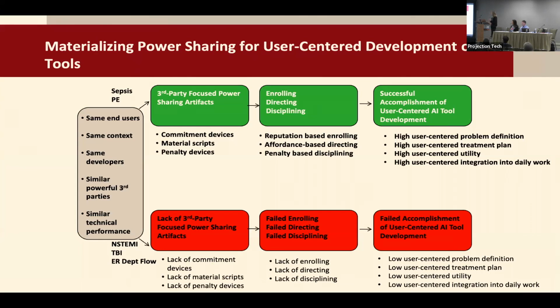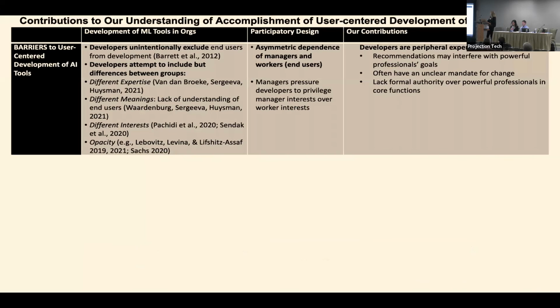In summary, I realize I went through this pretty quickly, but what I found is that we had these things that should have helped with user-centered design that didn't really, but the things that did help were things that helped control the powerful third party. These commitment devices, where they had to put their reputation on the line up front with top managers promising certain user-centered things. The material artifacts, which afforded the specialists some things and not others. And then this penalty-based discipline. And that's what made the difference between the two cases.